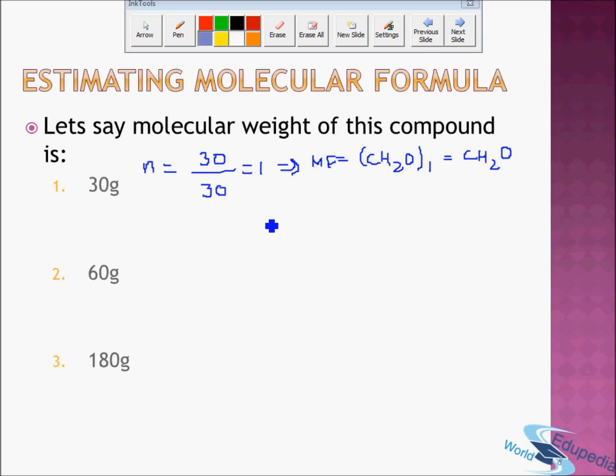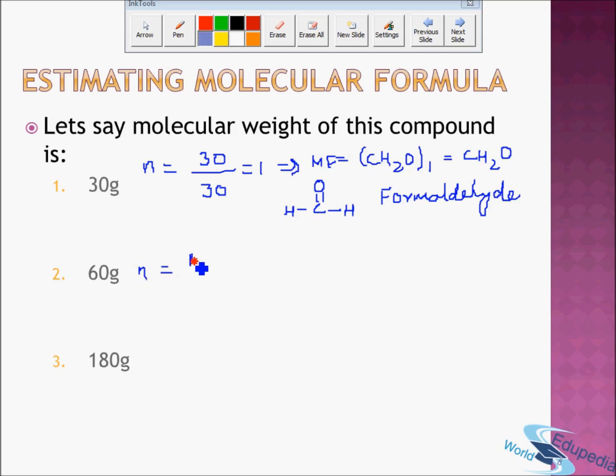In fact, this compound CH2O has a structure which looks something like this. You will study this in your organic chemistry, HCHO. This is called formaldehyde. You might have heard of this compound. It is used for preservation of biological specimen.